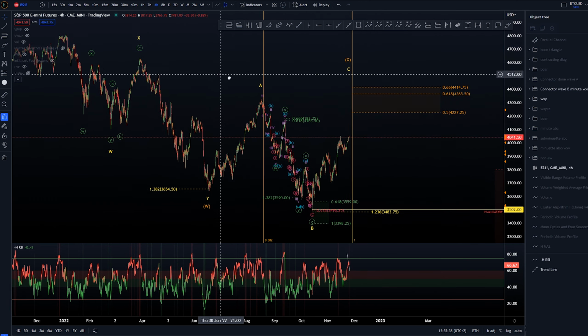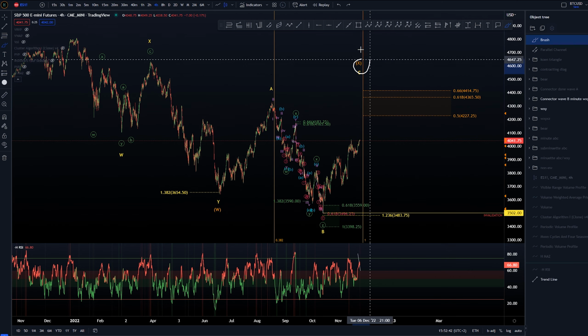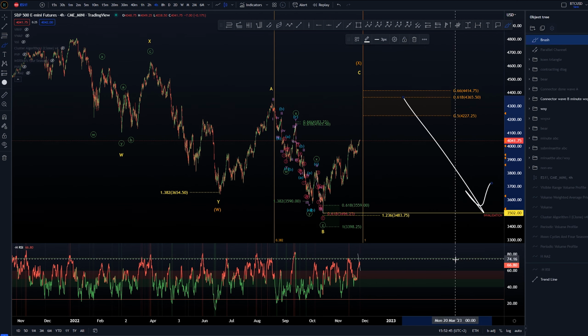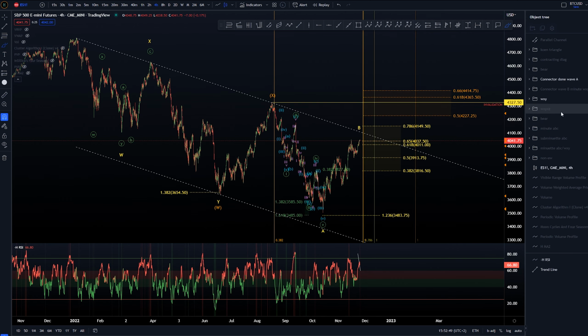This one again would be the first structure into W, a three-way pullback into that X, and then looking for a three-way pullback down to that wave Y. Again, that would be more bearish.